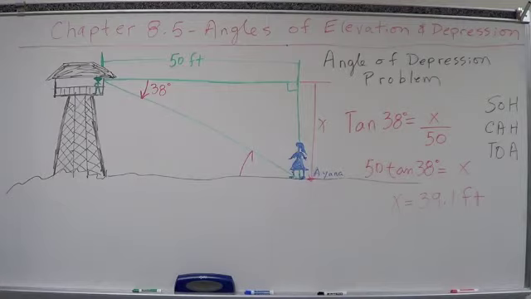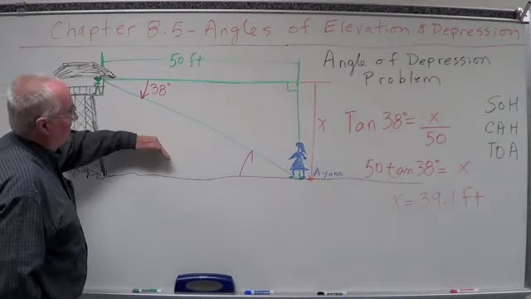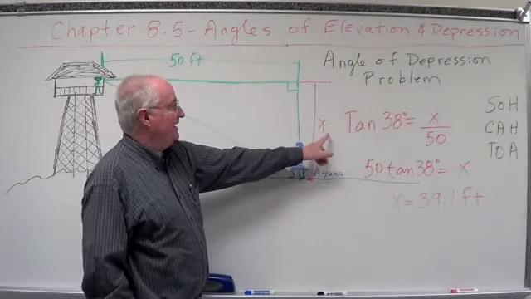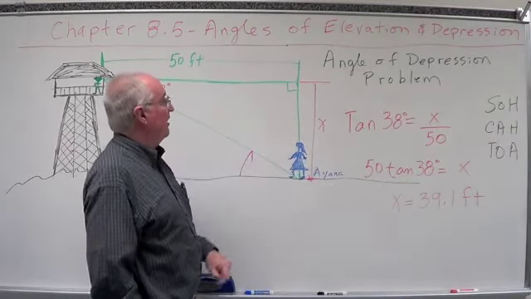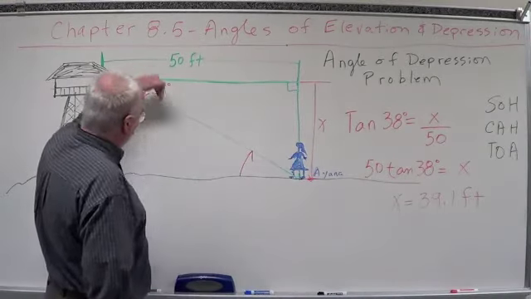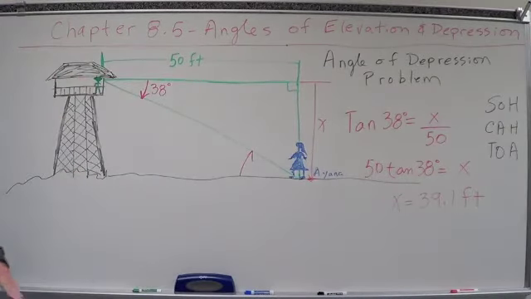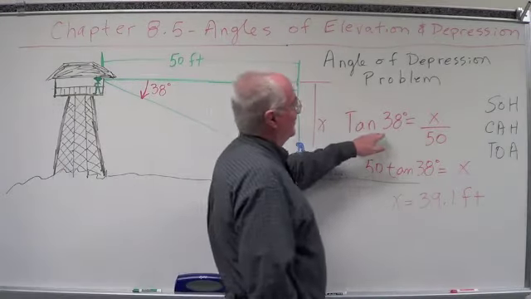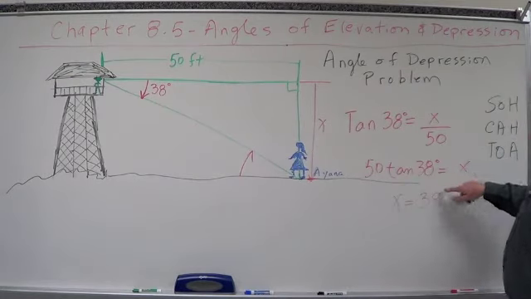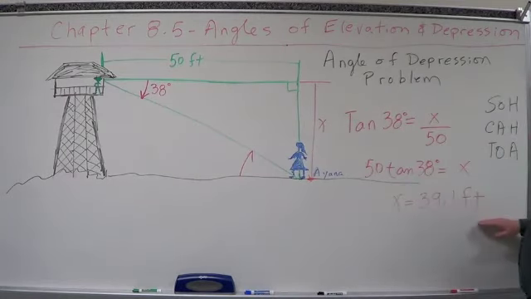An angle of depression, where we're looking down: we want to find how high up we are. We know how far away the object is. We know the angle at which we're looking down. Given that, tangent of 38 equals x over 50. 50 times the tangent of 38 equals x. x is going to equal 39.1 feet.